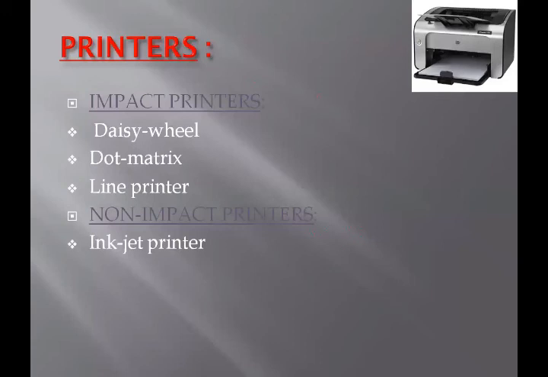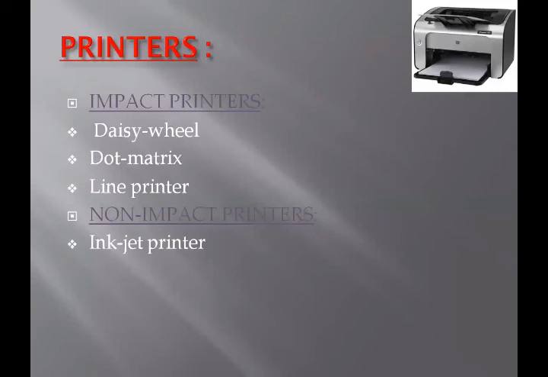What is the difference between impact and non-impact printers? Those that print by striking a ribbon against the paper are called impact printers. Printers that print on paper using magnetic, electrostatic, thermal, optical or inkjet methods are called non-impact printers.